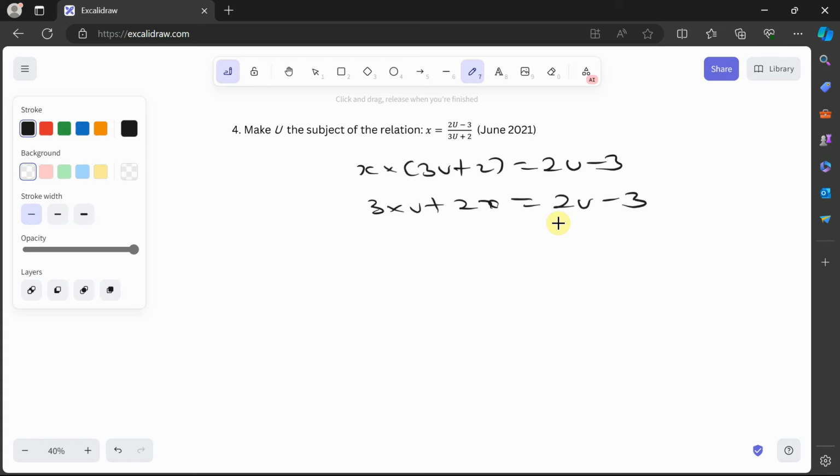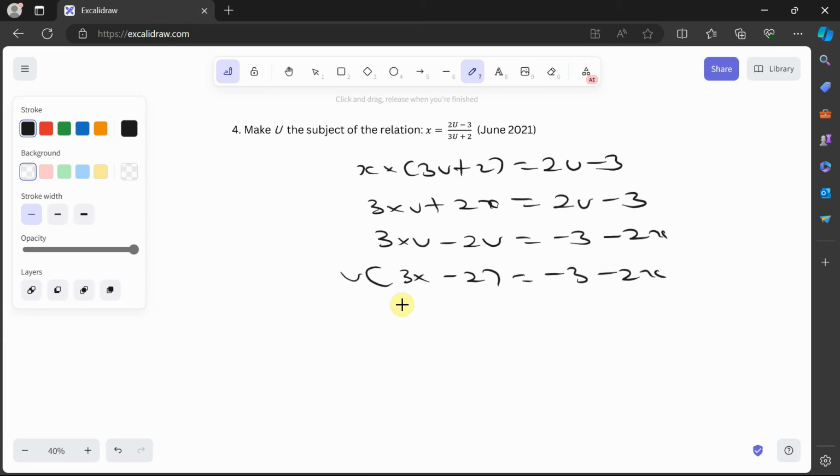So let's take all the u's to one side. This is 3xu minus 2u is equal to minus 3 minus 2x. Right? From this side here, I can factor out the u. So u open brackets 3x, 3xu divided by u will give me 3x, minus 2u divided by u will give me 2, is equal to minus 3 minus 2x. So if I divide both sides by 3x minus 2, this will cancel this.